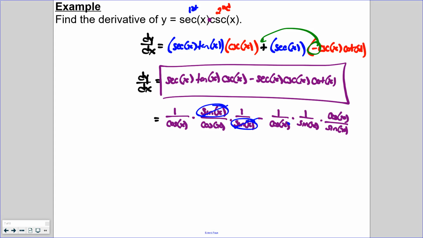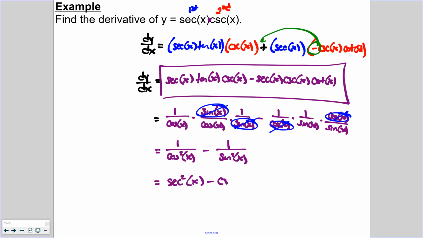In the next term, we have a cosine in the denominator, a cosine in the denominator, and a cosine in the numerator, so those will cancel out. And then when we simplify this down, we'll get 1 over cosine times cosine is cosine squared, minus 1 over sine times sine is sine squared, which can be converted into being secant squared of x minus cosecant squared of x. But again, that is just me showing off my trig identity knowledge.